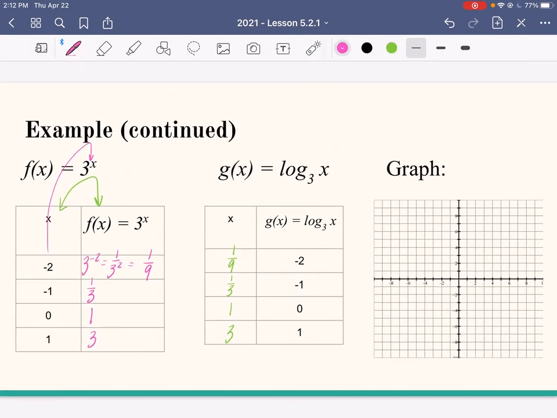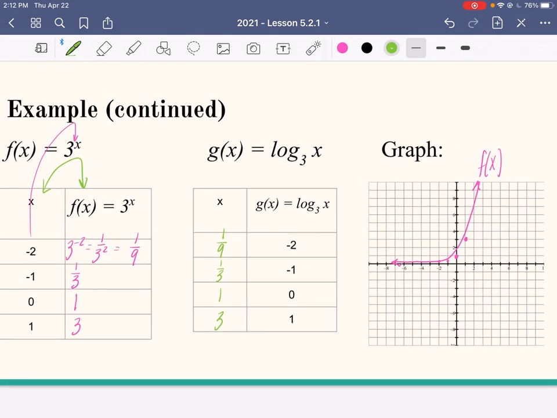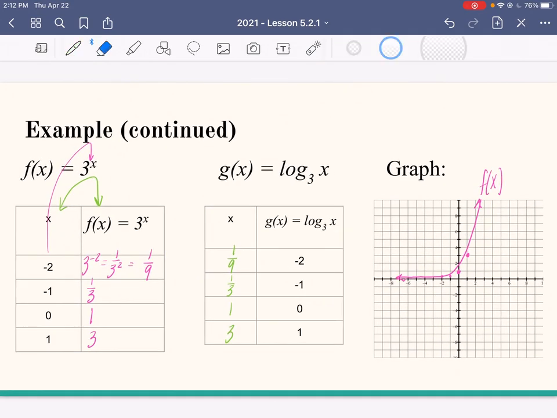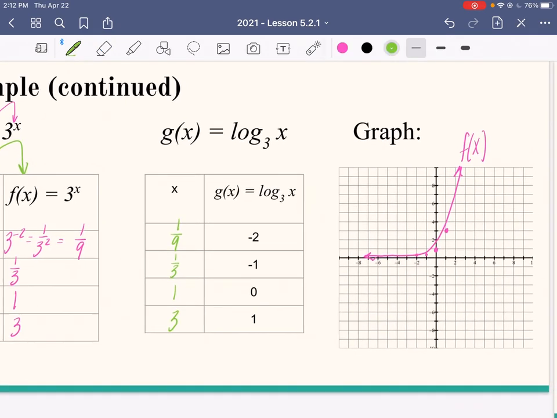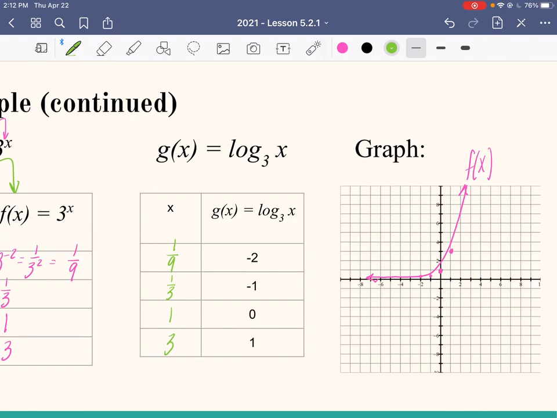Okay, so I'm going to graph f of x. Again, right here, -1, 1/3, 0, 1, 1, 3. Okay, and I'm going to label it. Please, please, please always label these functions. Even if you're using a different color, make sure that you are labeling. That way I can differentiate on your homework or on a test which function you're referring to.